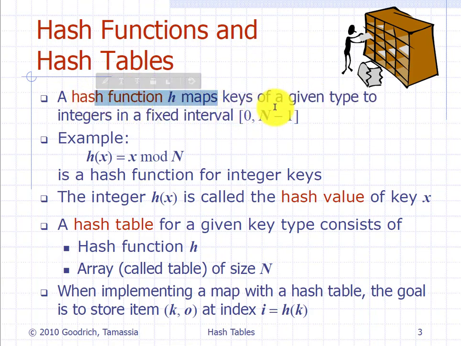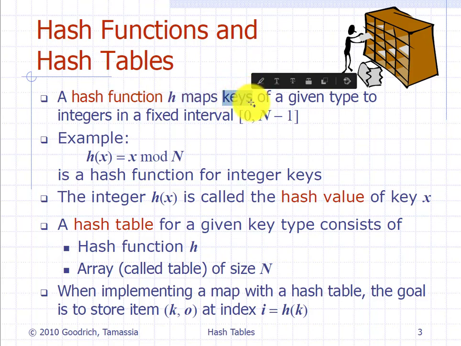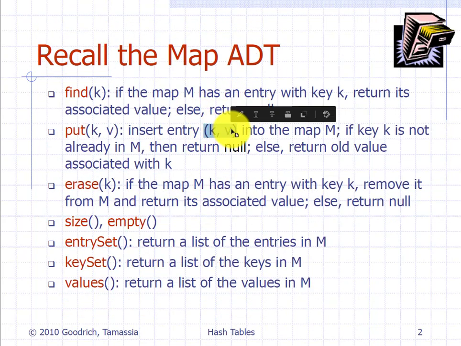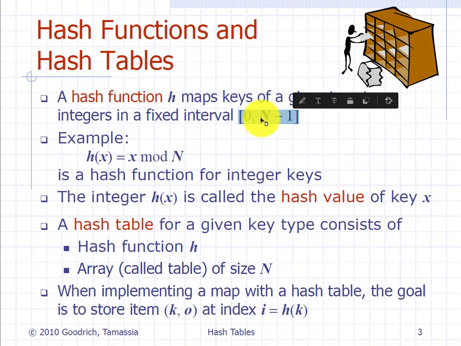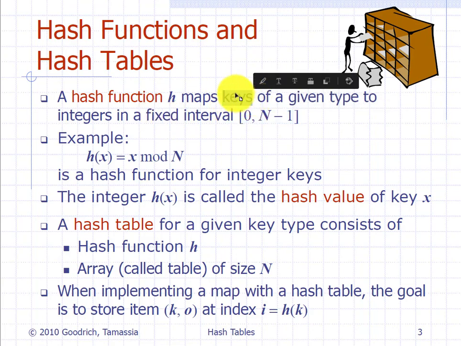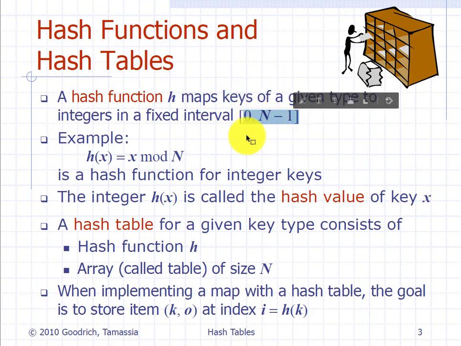So it needs to map the keys. Remember our key value pairs, KV. It needs to map this key to a position in the array. That's what the hash function does. So it maps the key somehow with some mathematical function. It maps the key to the index in the array. And in this case, like I said, it has to be an array.